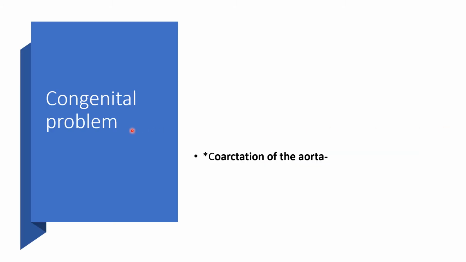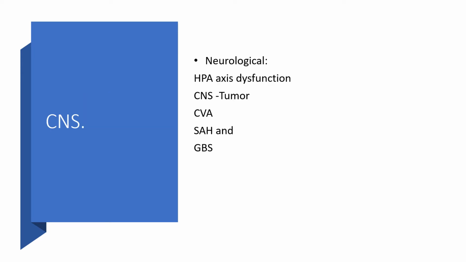Could it be a congenital problem, like coarctation of the aorta? We have to investigate. Could this be a central nervous system problem with hypothalamic-pituitary-adrenal axis dysfunction? Might there be a central nervous system tumor, cerebrovascular accident, subarachnoid hemorrhage, or what's going on?